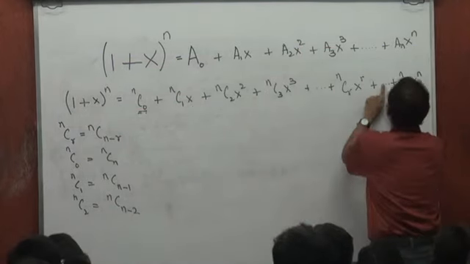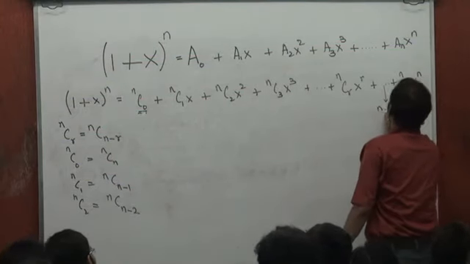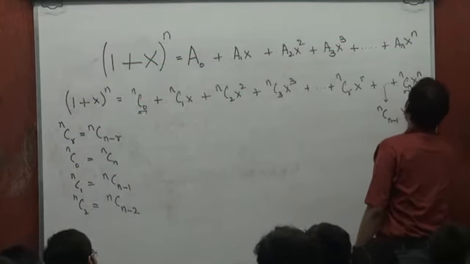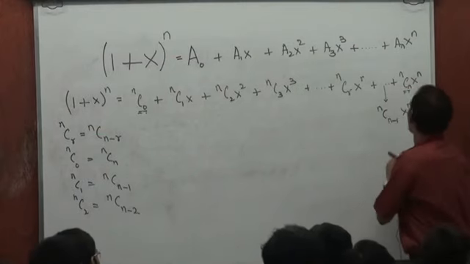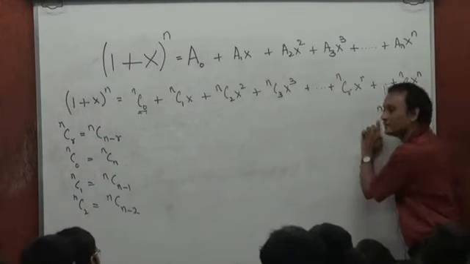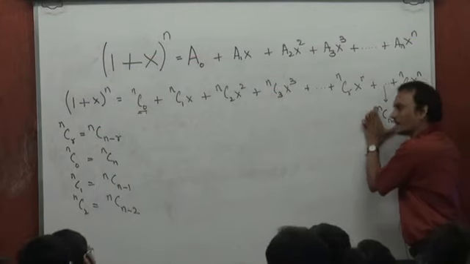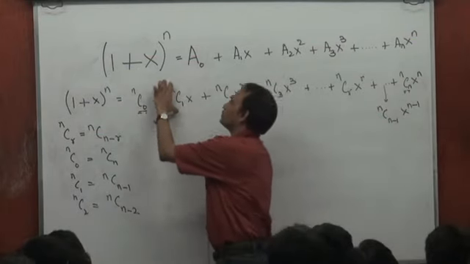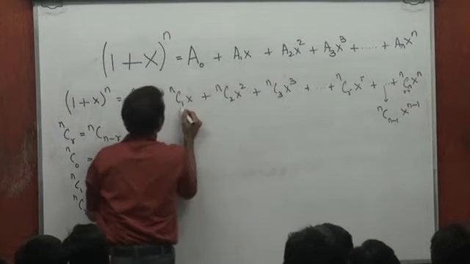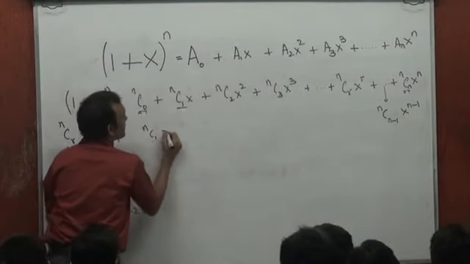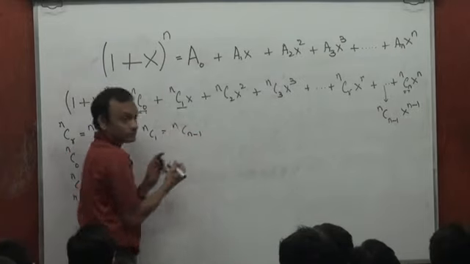Coefficient of the second term from the beginning is nC1. Now, the term just before this would have been what? nC(n-1) x^(n-1). That would have been the term just before this. So this would be the second term from the end. Its coefficient is nC(n-1), and the coefficient of the second term from the beginning is nC1. Do you realize that nC1 will be the same as nC(n-1)?